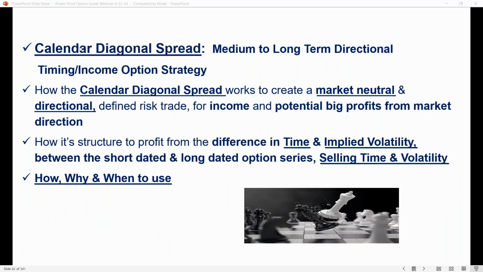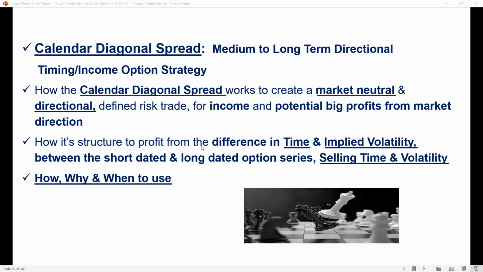All right, so then we'll get into the counter diagonal, which is the other really go-to strategy you need to have for your portfolio trading or investing, which is a medium to possibly long-term directional timing income strategy. So how the counter diagonal works to create a market neutral but directional trade, which is defined risk, for both income, getting paid while you wait, and the potential for big profits from market direction, like that Exxon trade. You keep working them up for directional moves.